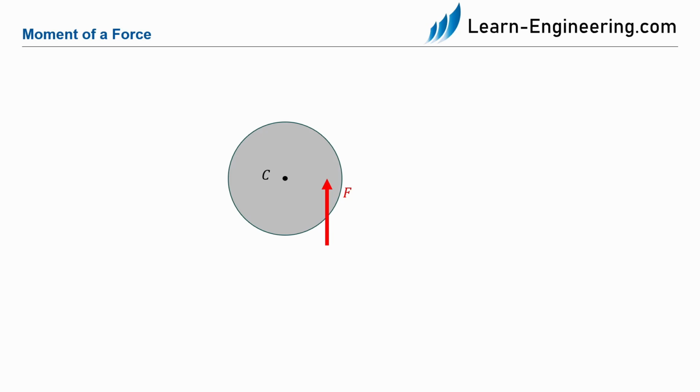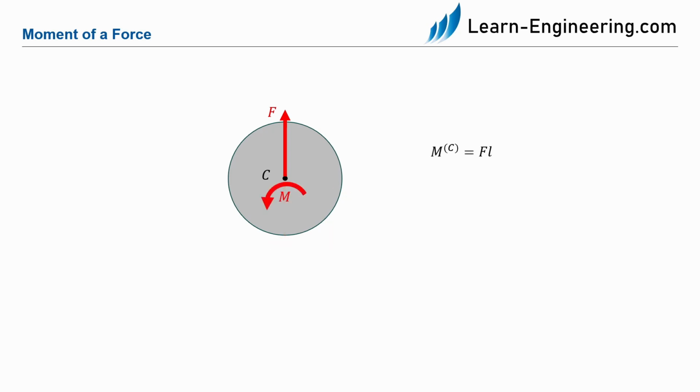First, we insert two auxiliary forces with the same magnitude as our force F at the point C. The two auxiliary forces cancel each other out, so this has no influence on our system and we are allowed to do so. Now we see that the two lower forces form a couple with the length L. We can now describe this couple as a moment M.